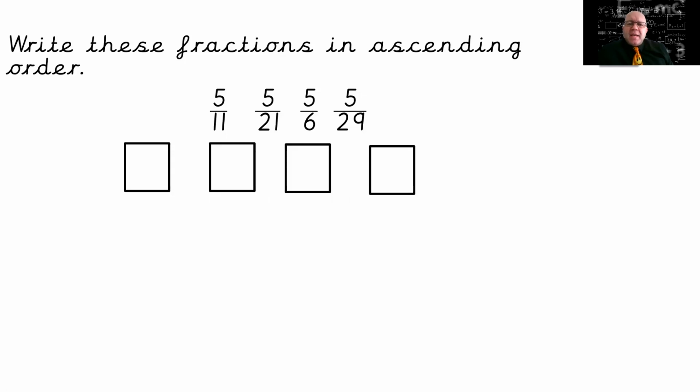Okay, so you might ascend in a lift or ascend up the escalator. Ascending is to go up. So we're going to start with the smallest value down at this end on the left and the largest value up at this end on the right.